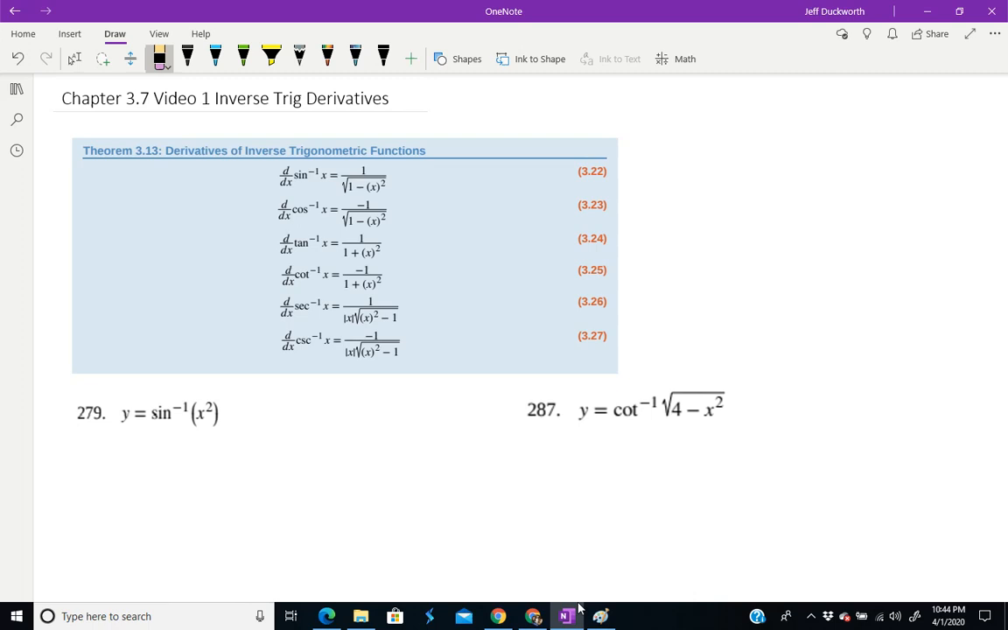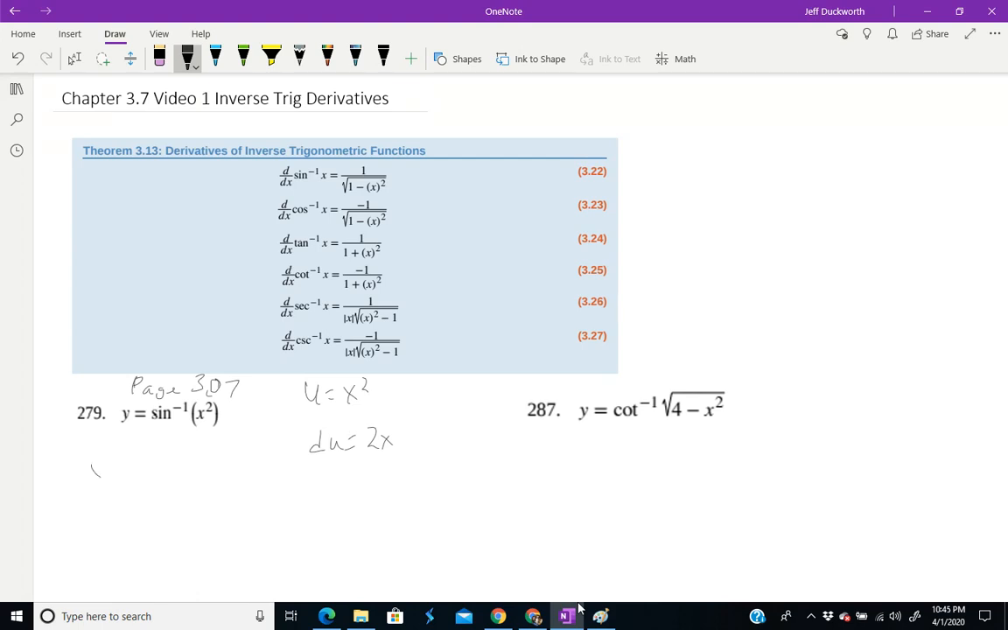So with our first one, number 279, and this is on page 307. So page 307, that's for both of these. Here, for the first one, our u is going to equal x squared, and our du is going to equal 2x.